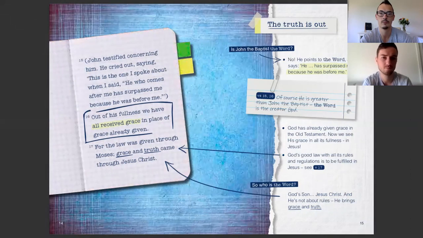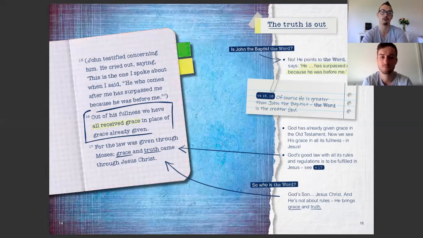So the question is, is John the Baptist the Word? No, he points to the Word. He's sort of a herald, pointing over there. And he says, no, the Word has surpassed me because he's before me, pointing again to that sort of eternal nature. Sentences 15 and 16, of course, he is greater than John the Baptist. The Word is the Creator God himself.